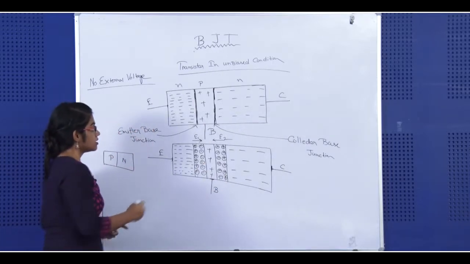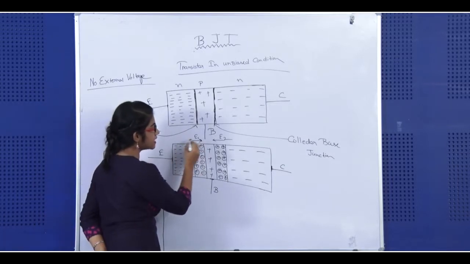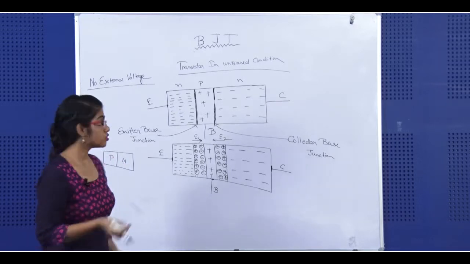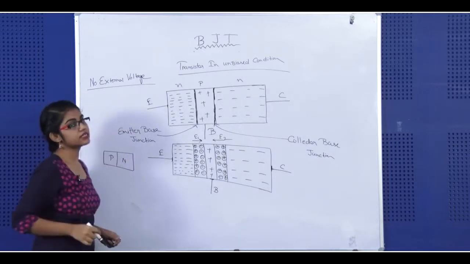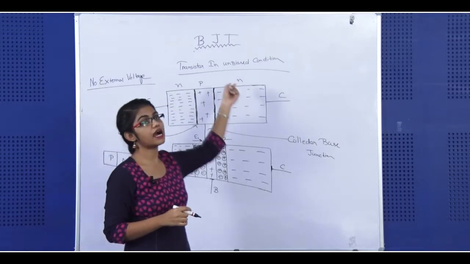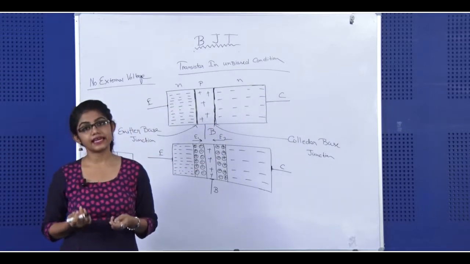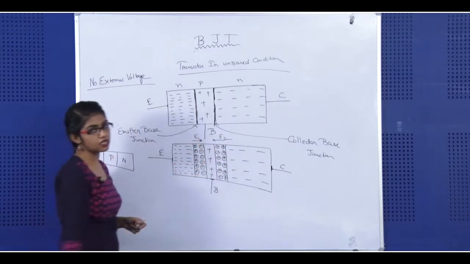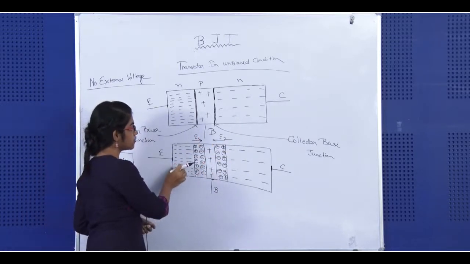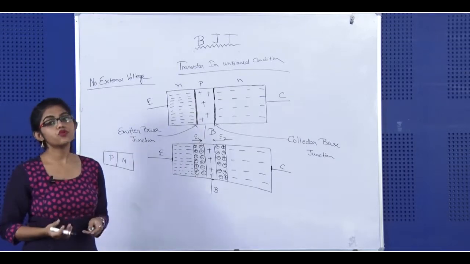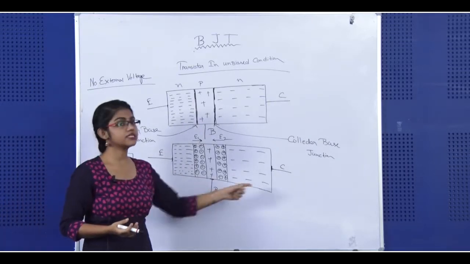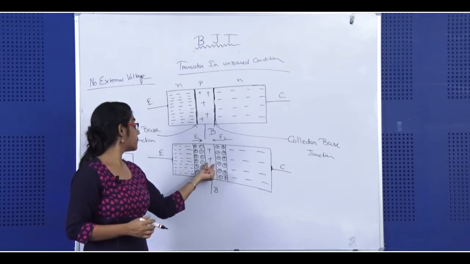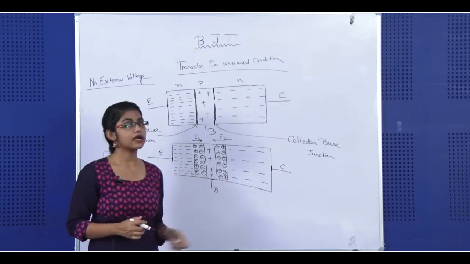When the electrons cannot move, how can the current be calculated? That is why, in the case of no external voltage, or unbiased condition, we will not get any current because of the depletion region or space charge region. Because of this depletion region, the free charge carriers cannot move from emitter to base or from collector to base, and holes cannot move from base to emitter or from base to collector region.